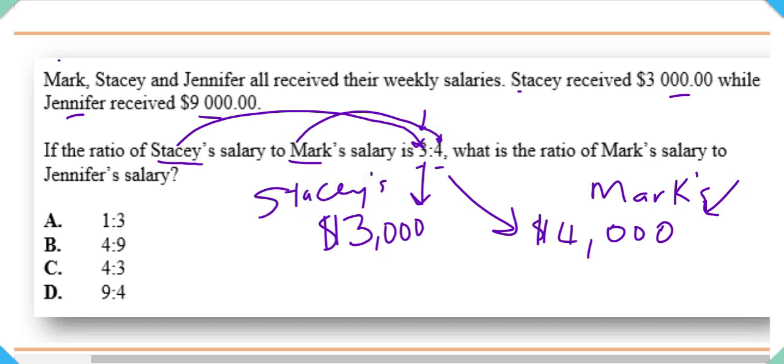Alright, so the question is, what is the ratio of Mark's salary to Jennifer's salary? The ratio of Mark's salary to Jennifer's salary would be 4 to 9. So our answer is B. The ratio of Stacy's salary to Jennifer's salary is 3 to 9, right? So the ratio of Mark's salary has to be 4 to 9.